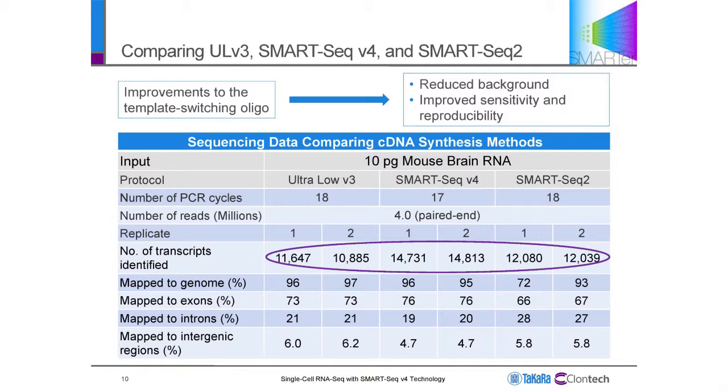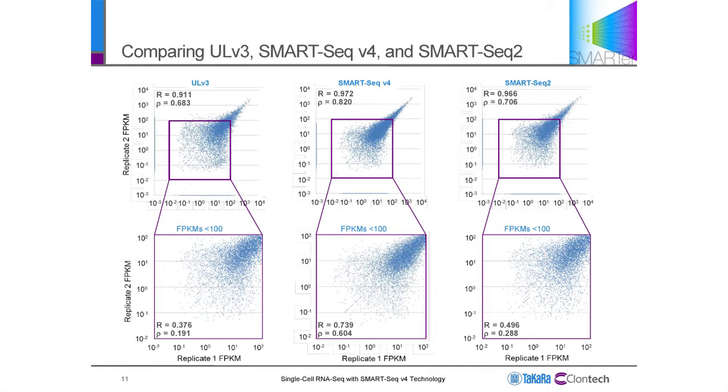And really what I'd like to call your attention to here is the number of transcripts identified. And you can see that with the SMART-Seq V4 technology, we're getting a significant improvement in the number of transcripts identified over the other 2 technologies. These other statistics I'll discuss a little bit later in the context of cells.